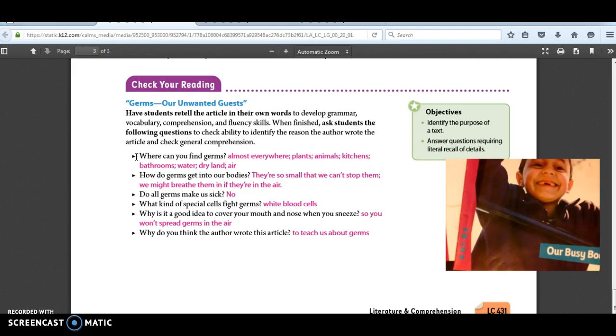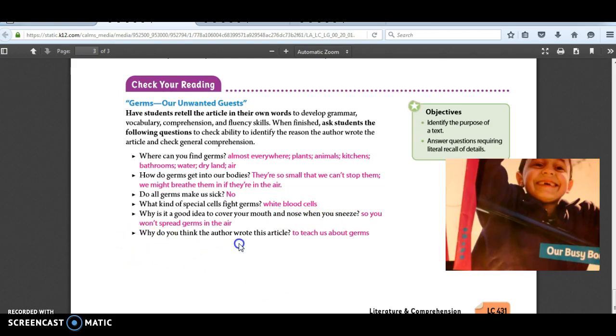Where can you find germs? Here are some possible answers that your student might give to you. How do germs get into our bodies? Do all germs make us sick? What kind of special cells fight germs? Why is it a good idea to cover your mouth and nose when you sneeze?